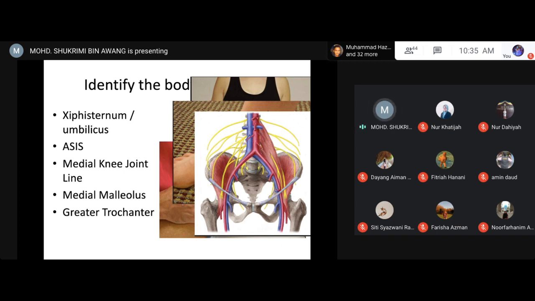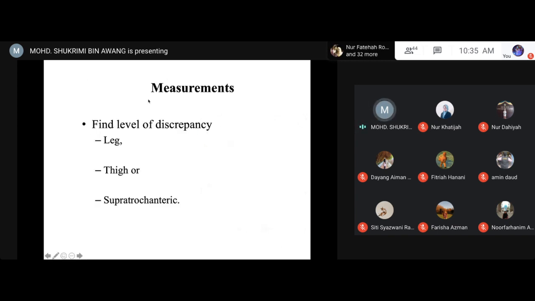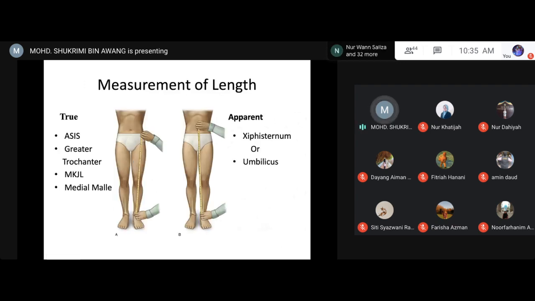Alright. So you locate your axis, your greater trochanter, medial malleolus, medial joint line. Those are the points that you have to mark before you start to measure. Now we want to know where the level of discrepancy is. Is it the leg, the thigh, or supratrochanteric? Especially when we want to know the true limb length discrepancy. But before we do a true length, we should do the apparent length. What is the difference between apparent length and true length measurement? What does apparent length tell you? What does the true length tell you?